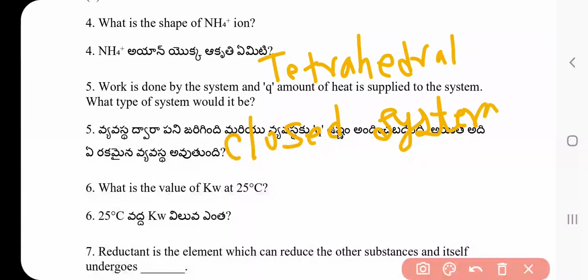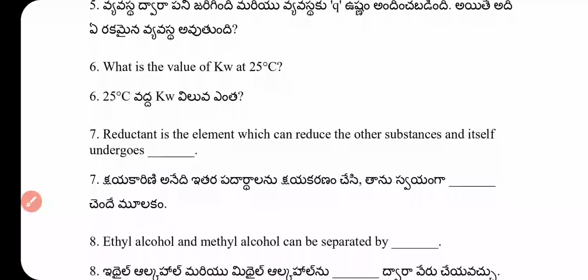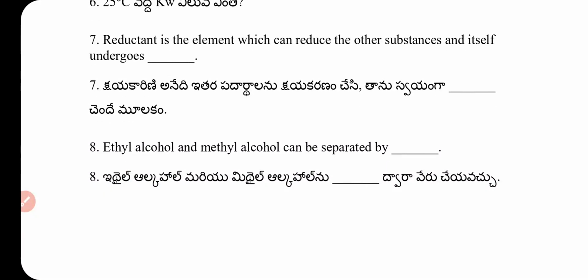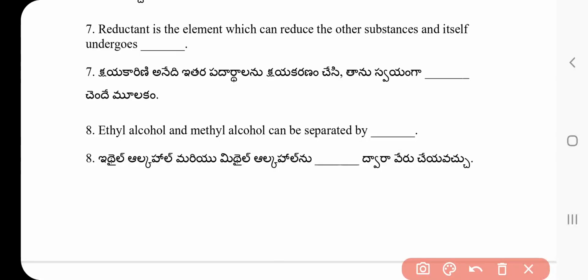Next question. Question number 6. What is the value of Kw at 25 degrees Celsius? The answer is 1.0 × 10 to the power of minus 14 mol² L⁻², is the right answer. Question number 7. A reductant is the element which can reduce the other substance and itself undergoes oxidation.